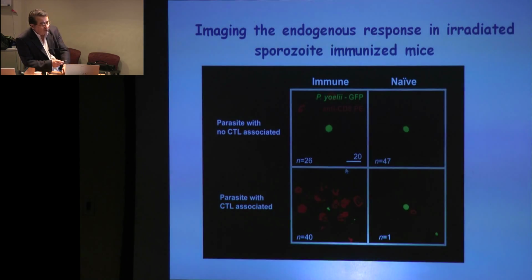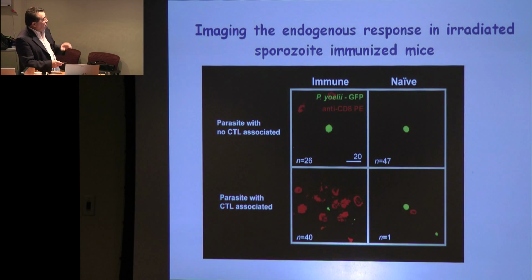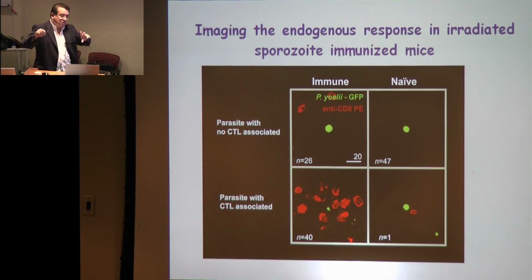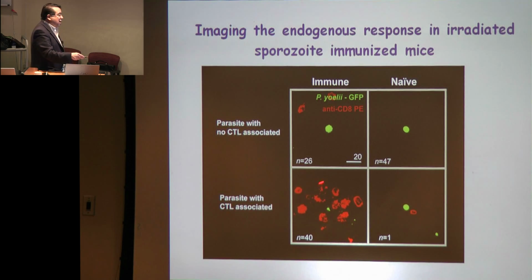Now, when we look at a little bit more in detail and we compare immune mice versus naive mice, here you see some parasites that grow, and there are some CD8 cells in there, but more than half of the parasites in immune mice are associated with CD8 cells which begin to surround them. The CD8 cells surround the infected hepatocyte and form a cluster around there. And you see here that actually the parasite is kind of being destroyed. It's in pretty bad shape.